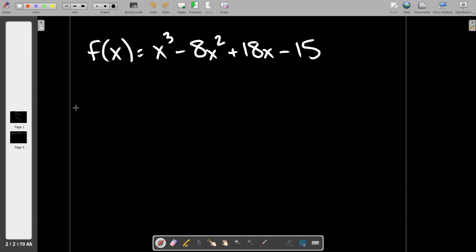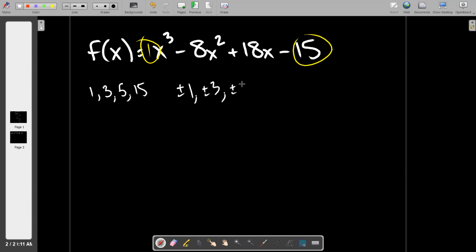The number in the back is 15. The number in the front is 1. This one won't have any fractions. I can't say the same for the next one, but this one won't. The factors of 15 are 1, 3, 5, and 15. And the factors of 1 are just 1. So we don't have to worry about the fractional aspect. Our candidates are positive and negative 1, positive and negative 3, positive and negative 5, positive and negative 15.